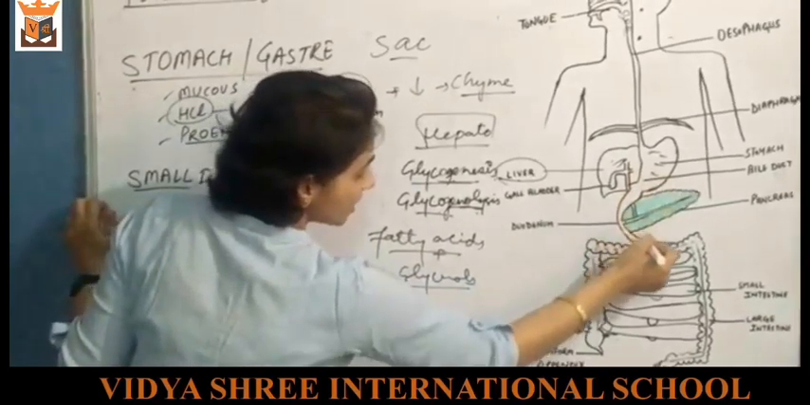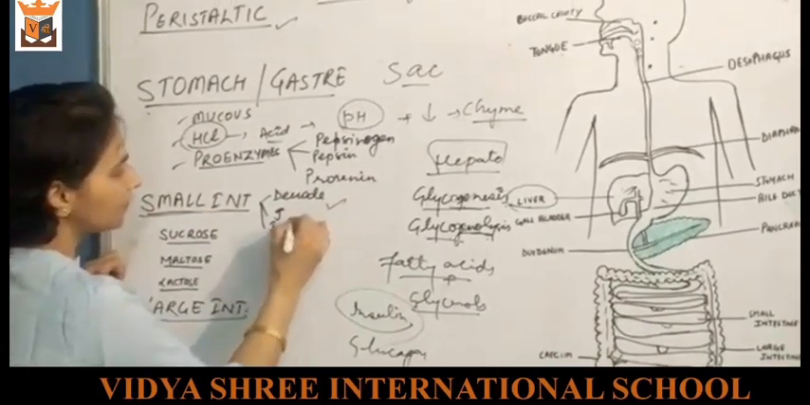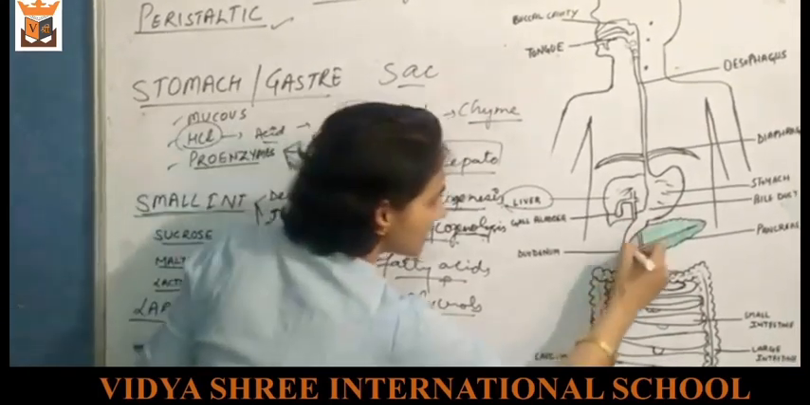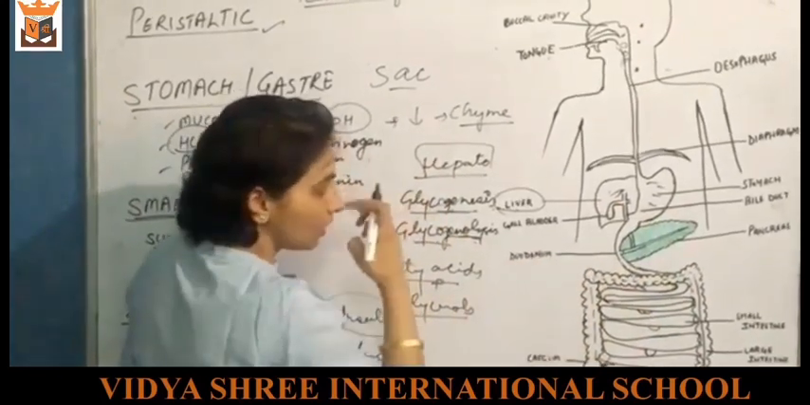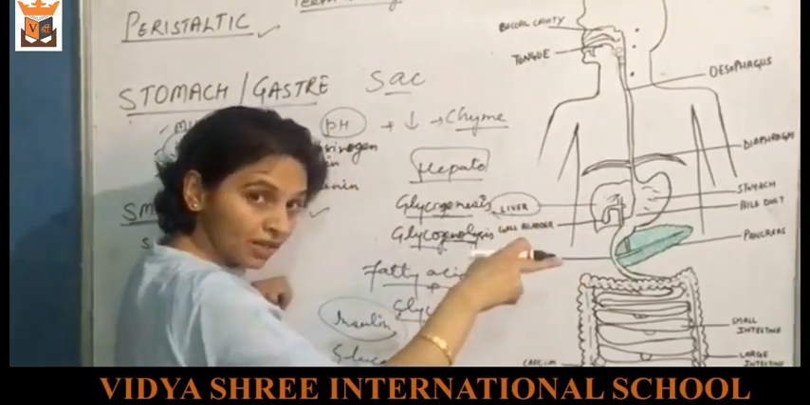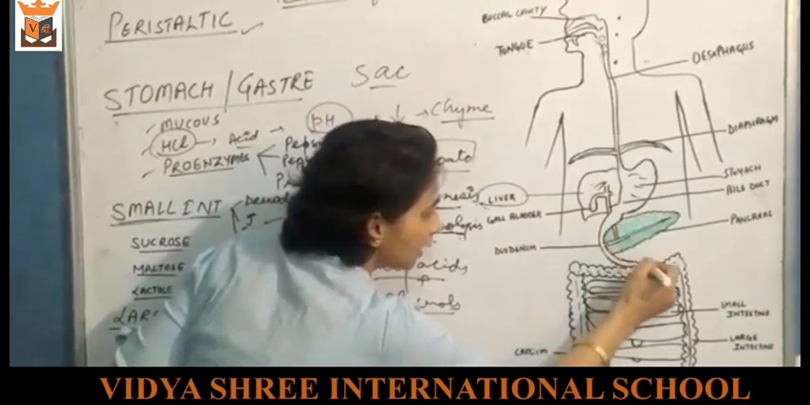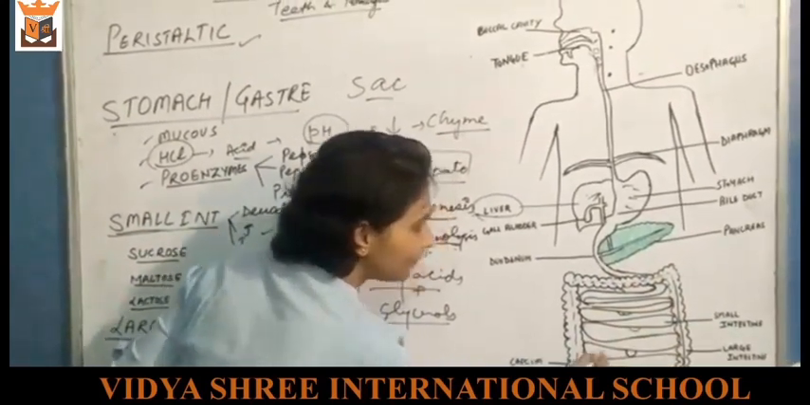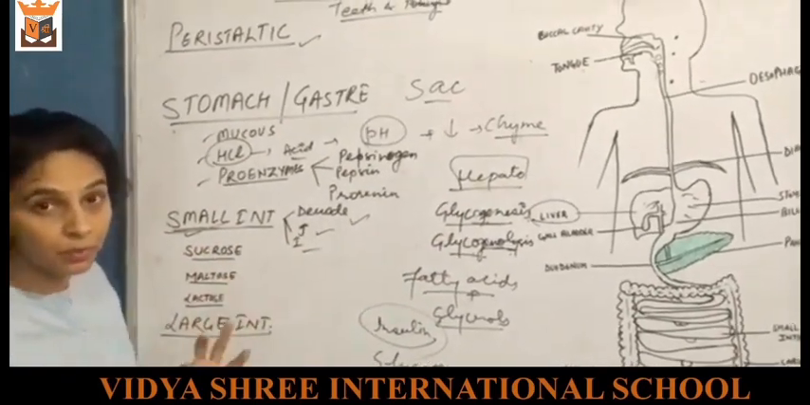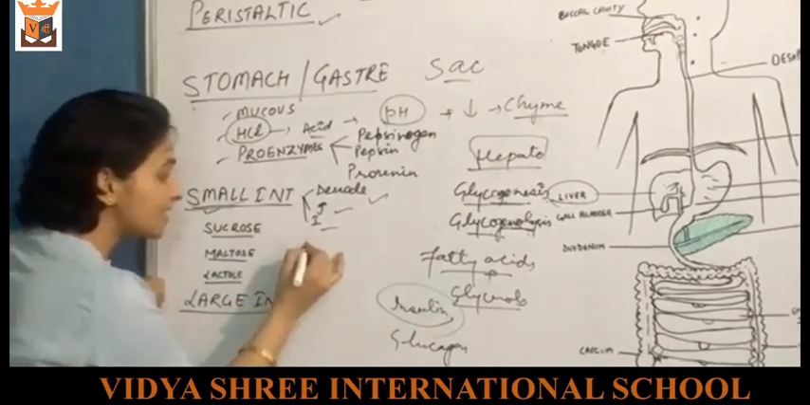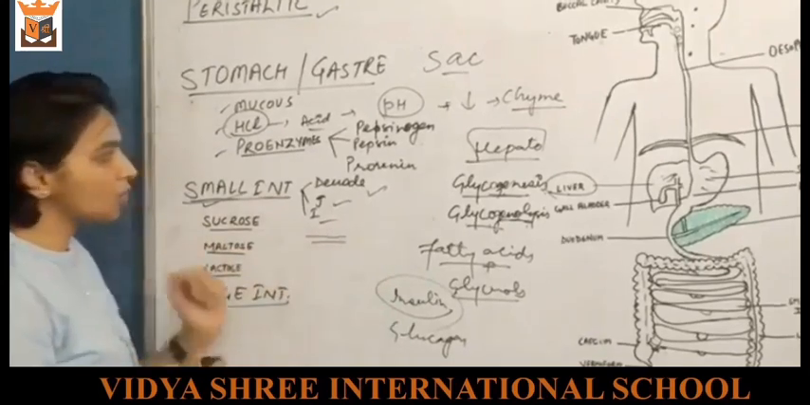Then the small intestine. The small intestine has three parts: duodenum, jejunum, ileum. This is C shape. Okay, C or J types, though the stomach is also J shape. So this is duodenum, jejunum and ileum. This is called the small intestine, but this is the longest part, almost 7 to 7.5 meters long. But its lumen is small, that's why this is called the small intestine.